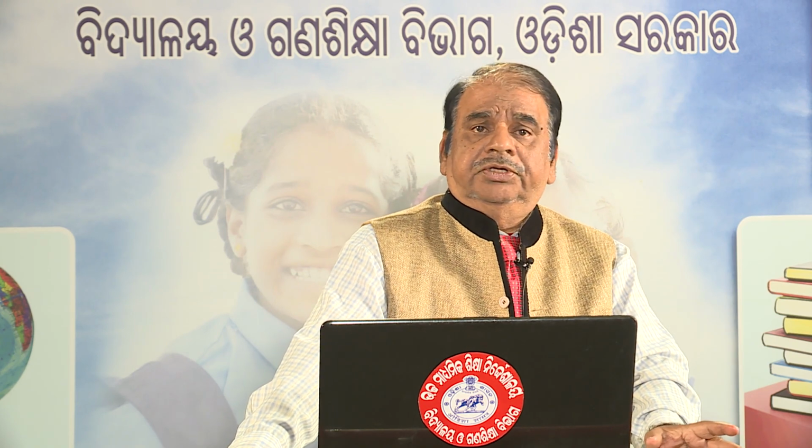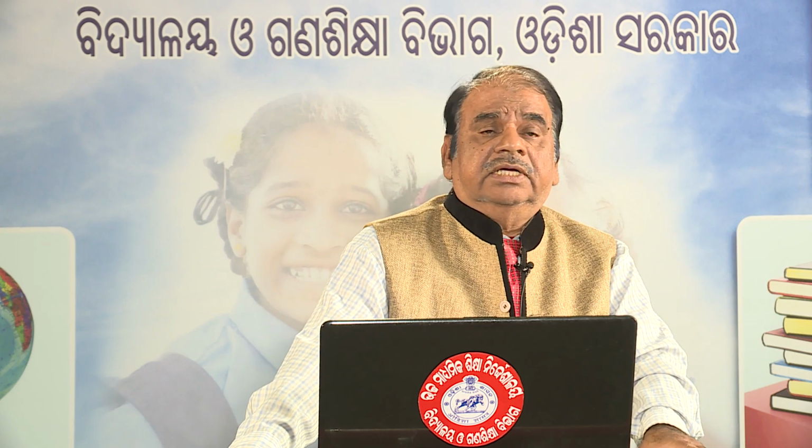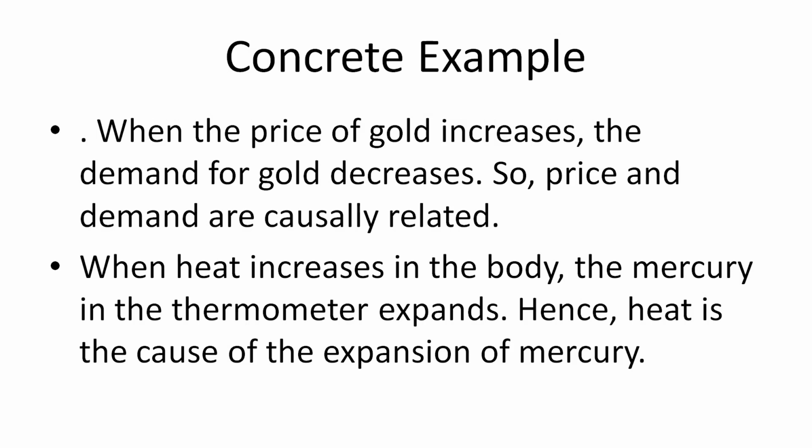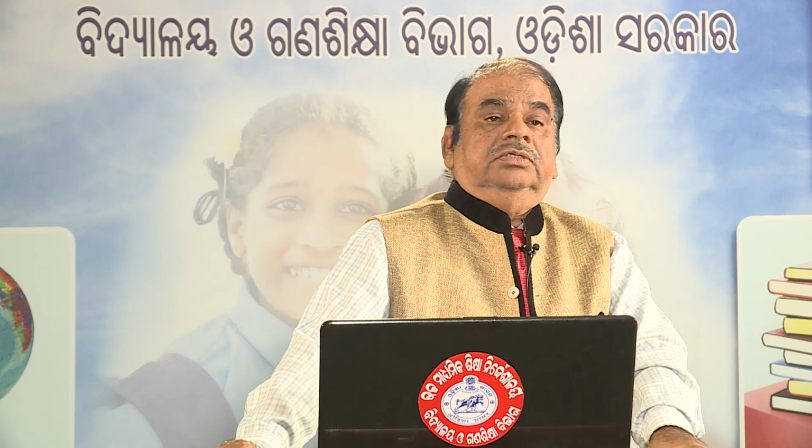Now, coming to the concrete example. I have already given you one concrete example, that I am stating again here. When the price of gold increases, the demand for gold decreases. So, the price and the demand are causally related. By the help of this concomitant relationship, we can decide the causal relationship between the demand for gold and the increase of the price in a particular manner.